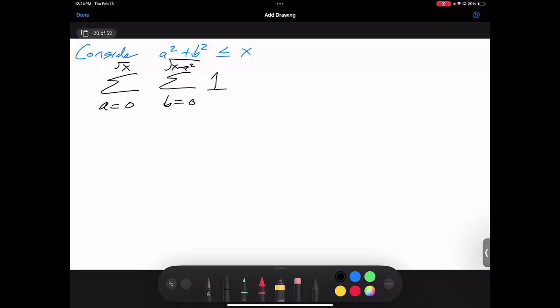What's the first sum approximately? How big is the first sum? B goes from 0 to the square root of x minus a squared, of 1. That's approximately the square root of x minus a squared. Now I have to evaluate that sum. How would you handle a sum like that?